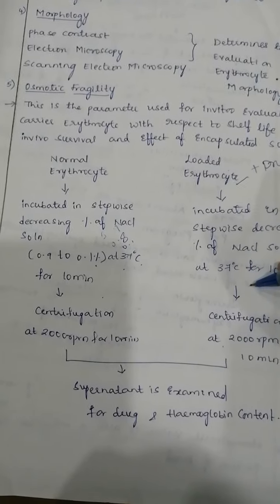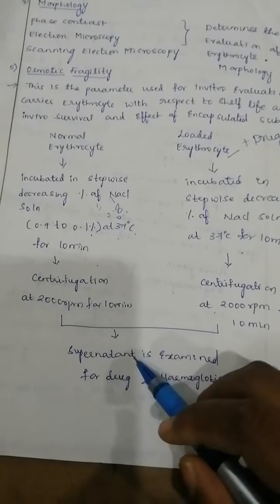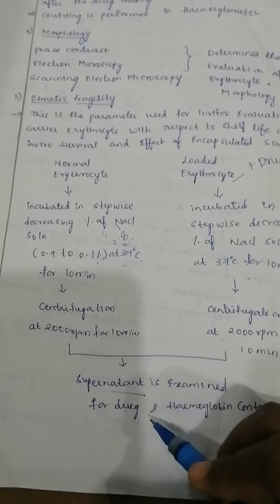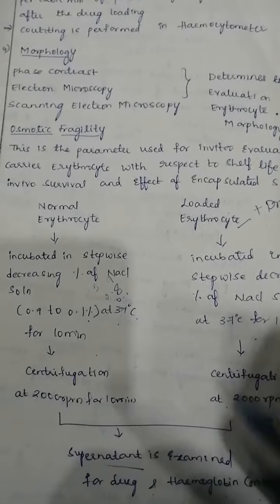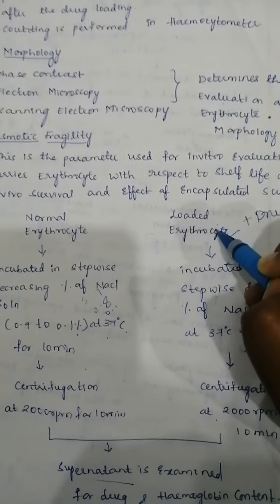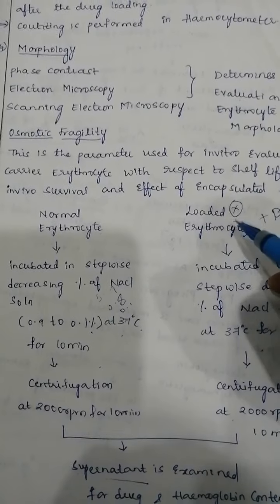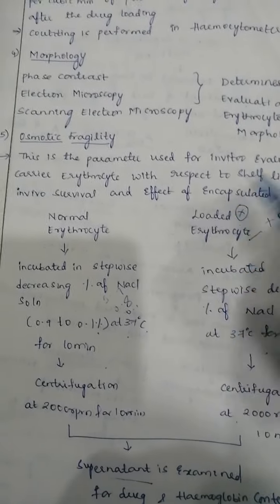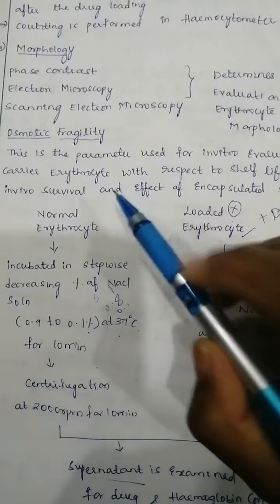The same way, loaded erythrocyte is also taken, and both are centrifuged at 2000 rpm for 10 minutes. Then you will get a supernatant liquid. The supernatant liquid is taken for your drug content determination and also for your hemoglobin content determination. So among these, the loaded erythrocyte will not show any difference from the normal erythrocyte in structure or morphology or any variation, that is, it is sustainable to all conditions of temperature and pressure and also to osmotic solutions.